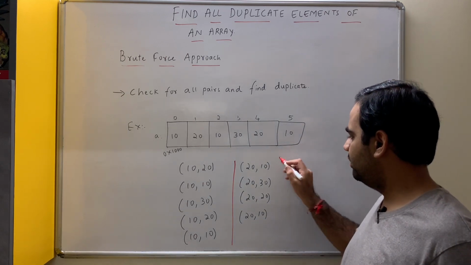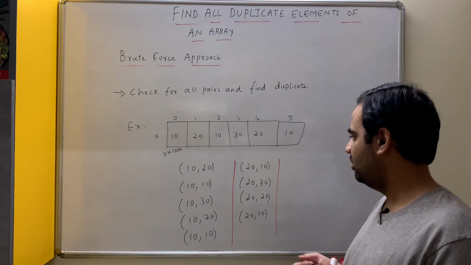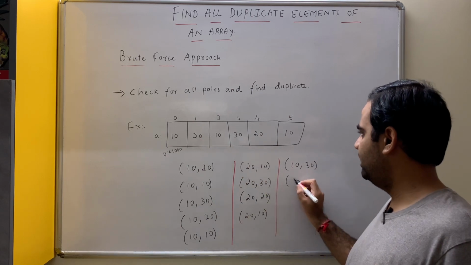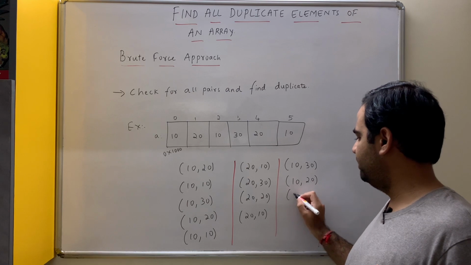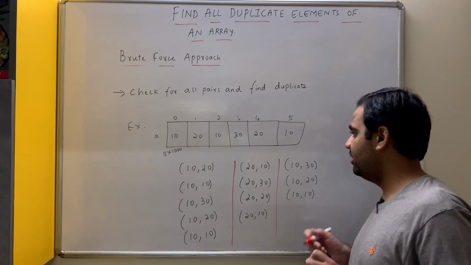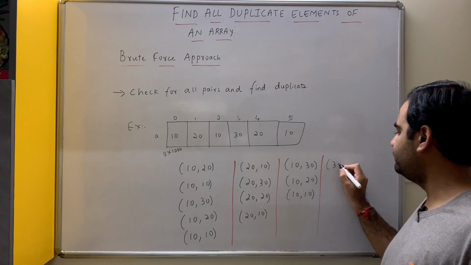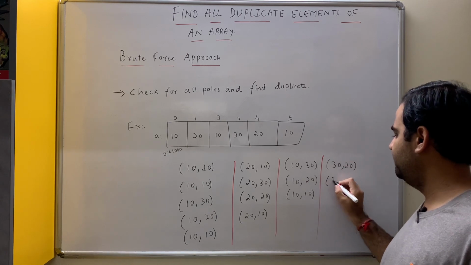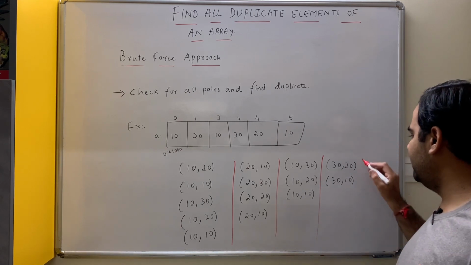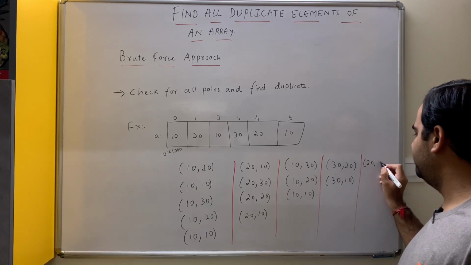Now we will find all the pairs with respect to 10, considering only the right-hand side. We say 10 30, the next pair would be 10 20, the next pair would be 10 and 10. Now consider all the pairs again with respect to 30: 30 and 20, 30 and 10. And we will consider all the pairs with respect to 20 again. It's 20 and 10. It's 20 and 10. Okay.